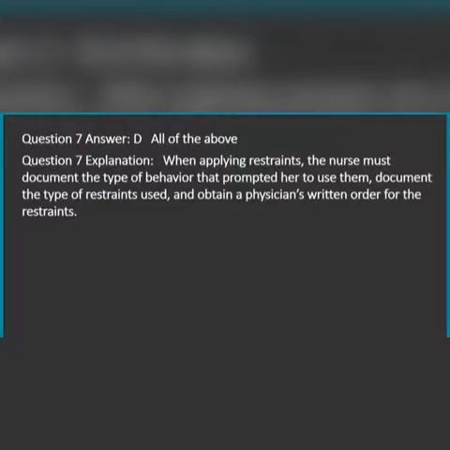Question 7 Explanation: When applying restraints, the nurse must document the type of behavior that prompted her to use them, document the type of restraints used, and obtain a physician's written order for the restraints.